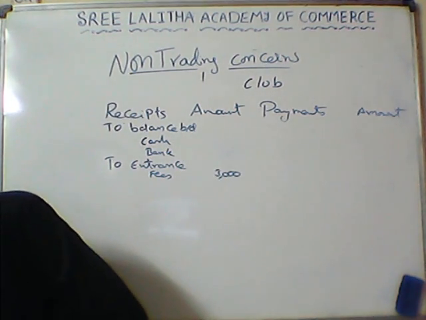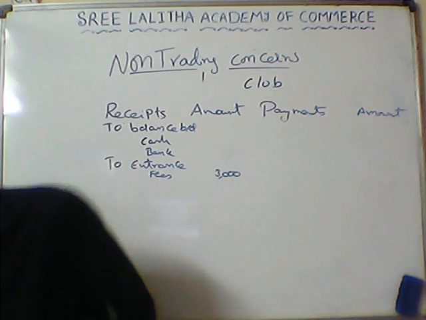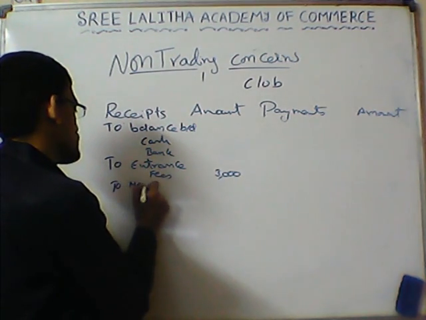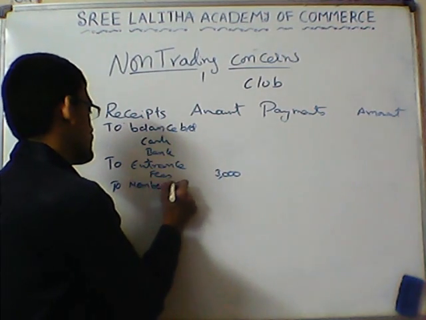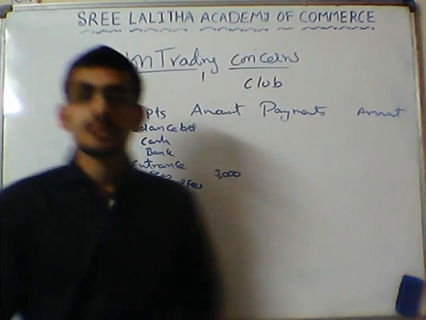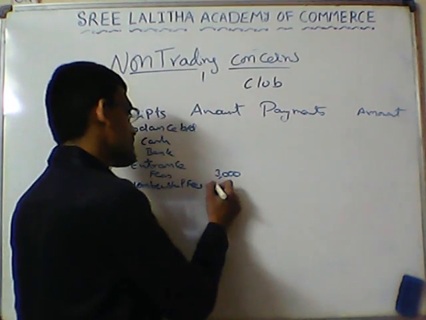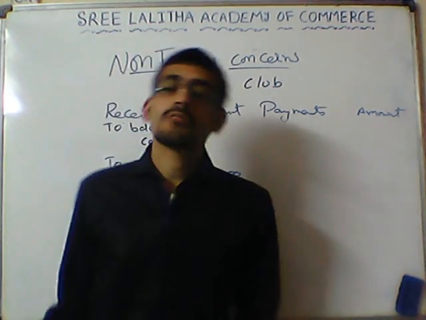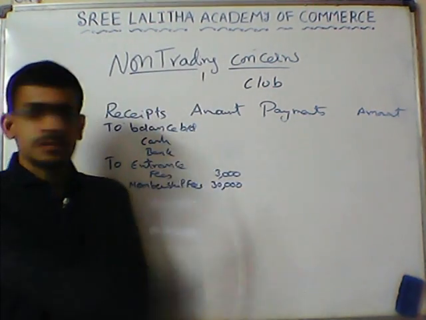Next is given membership fees 30,000. So immediately to membership fees. To become a member in a club, you are paying this membership fees. So automatically, even this is a receipt. So 30,000 is nothing but an amount which I need to debit in the receipts and payments account.